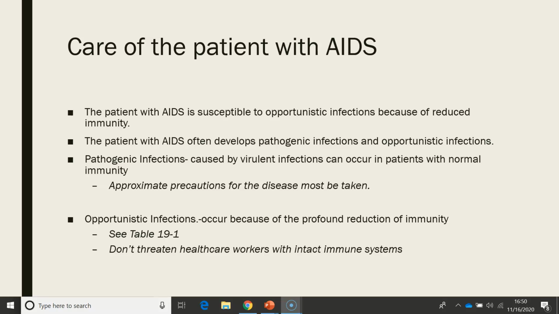So keep in mind that opportunistic infections, like the ones listed in table 19-1, are not a threat to healthcare workers with an intact immune system. Unlike the pathogenic infections, where you still would need to use appropriate precautions because you would still be susceptible to these types of disease, whether it's tuberculosis or things like that. But the opportunistic infections are not a threat to healthcare workers with an intact immune system.